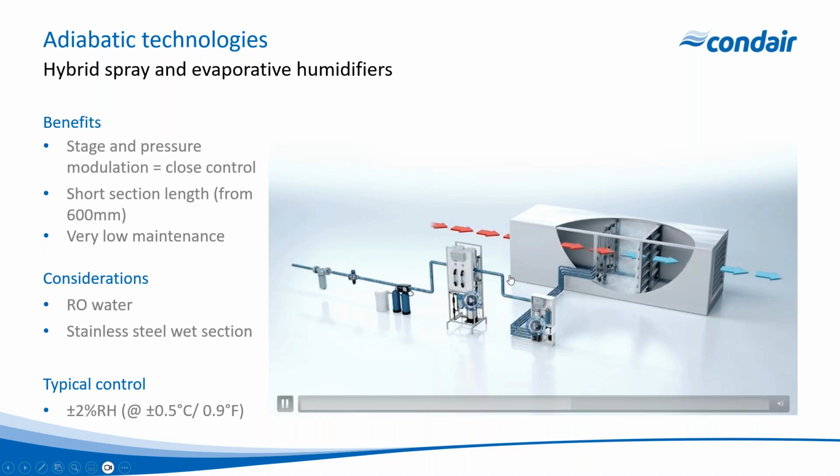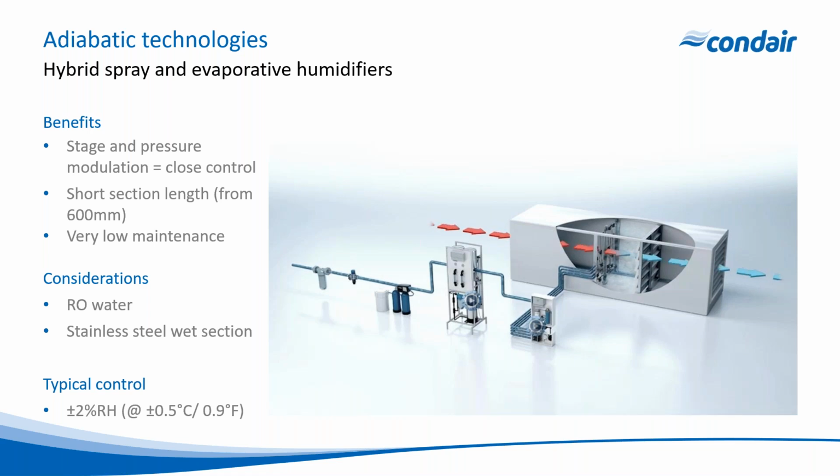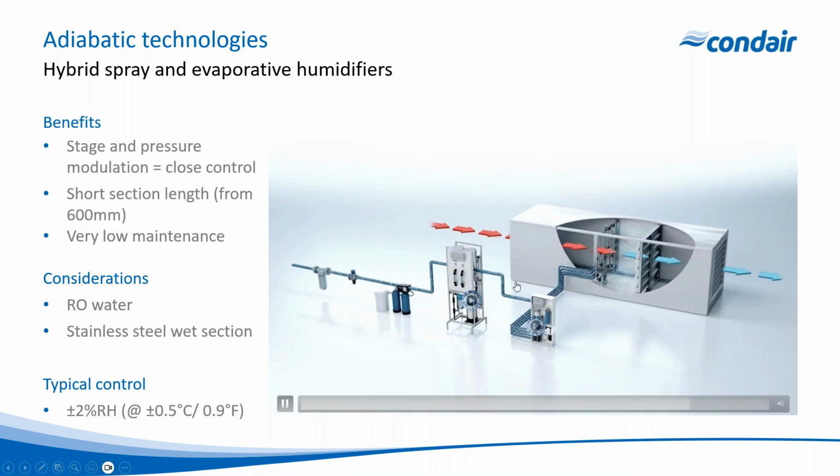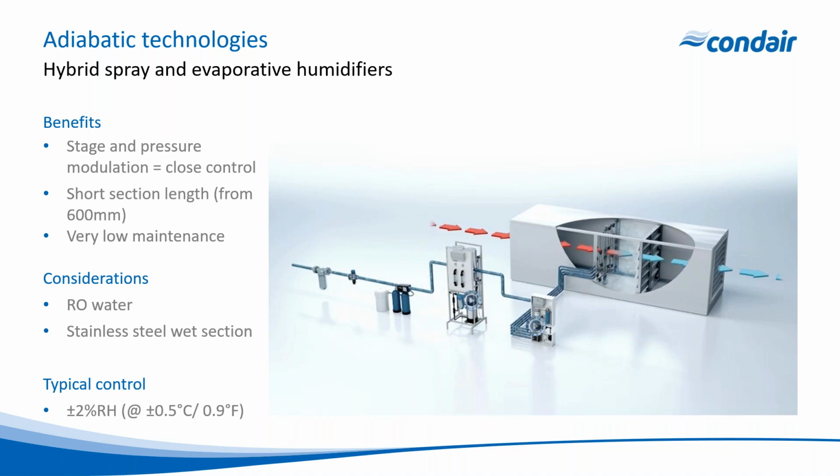So staging here is achieved in a similar way to a high pressure system, with each valve connected to a different number of nozzles. But what's different here is we also have the ability to increase the pressure to the nozzles with an optional pump, which gives us even tighter control, somewhere in the range of plus or minus 2% control accuracy with this type of system.